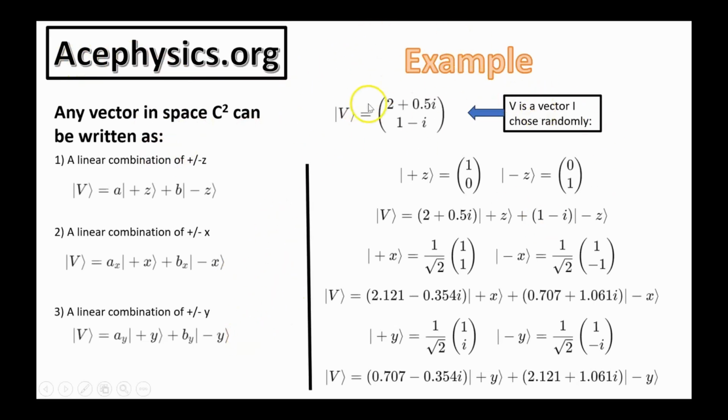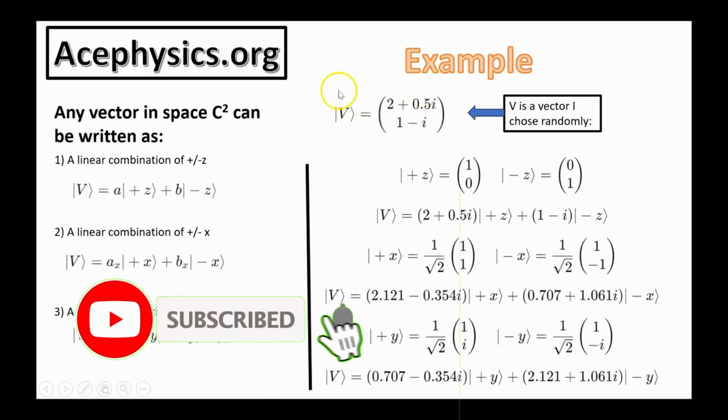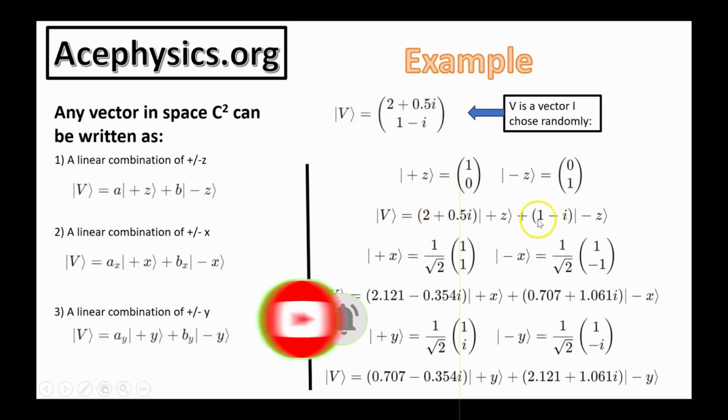Here's a vector in space C2. It has two complex numbers. One complex number is 2 plus 0.5i, and the other complex number is 1 minus i. If I write this vector v in the z basis, it's equal to this complex number times plus z plus this complex number times minus z. I can also write the vector v, the same exact vector, but now in the x basis. So in the x basis, v is equal to this complex number times plus x plus this complex number times minus x. I've written plus x and minus x above the equation.